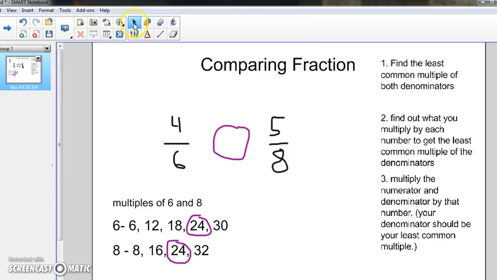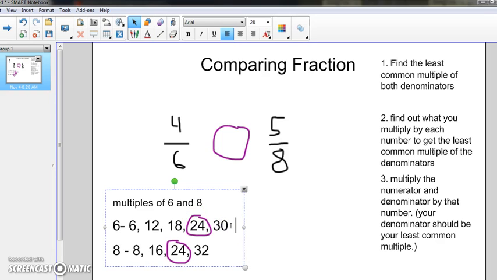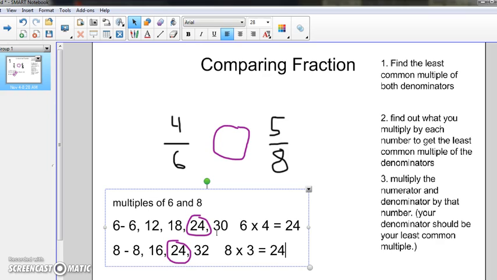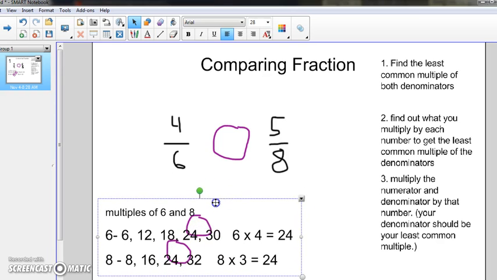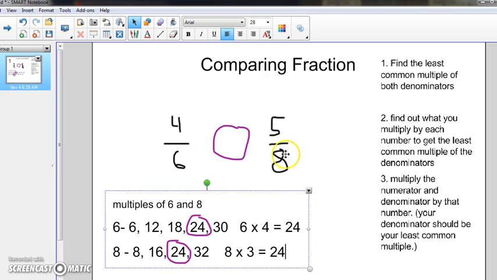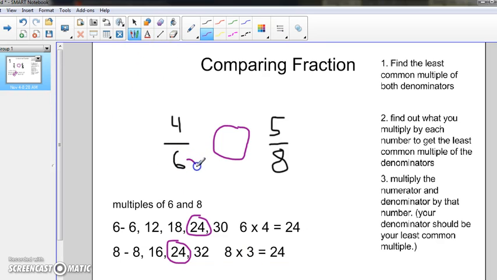Well, what did I have to multiply each number by in order to get 24? I know that 6 times 4 is 24. And I know that 8 times 3 equals 24. So now I need to change my denominators by multiplying by 4 and by 3. The 6 gets multiplied by 4, and then the 8 gets multiplied by 3.